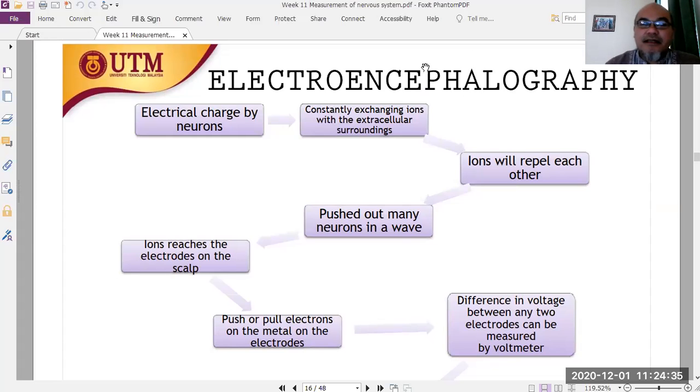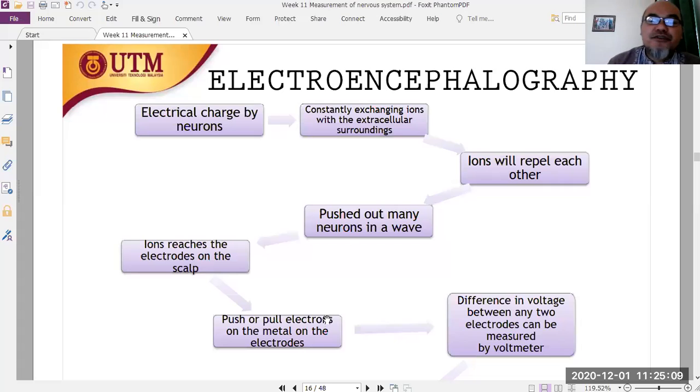So how does it happen? Electrical charge by the neurons, as we have mentioned maybe in the sensor and measurement class last semester, there is electrical charge built up in the neurons. This charge will constantly exchange ions with the extracellular surrounding. Then the ions will repel each other, push out many neurons in a wave, and this neural electrical charge, the ions will reach the electrodes on the scalp. Eventually, it will go to the outside part of the scalp of the head.